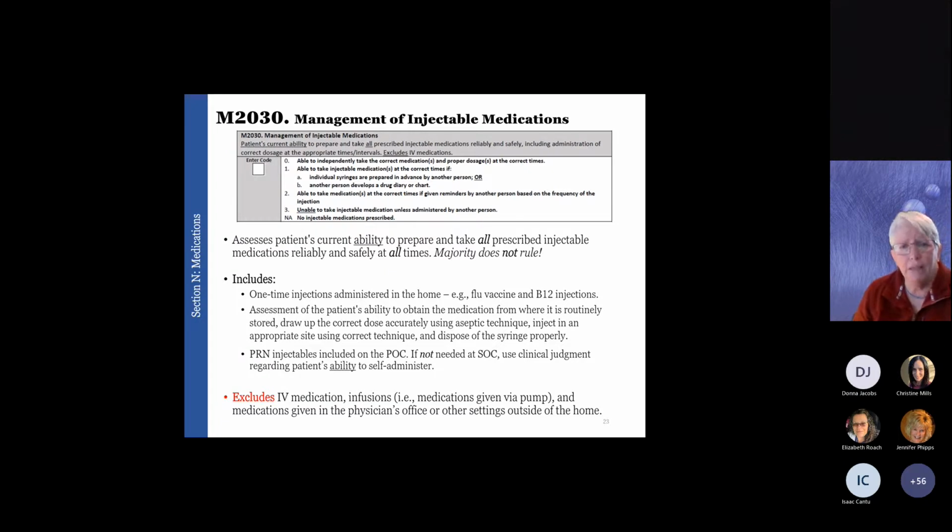Assessment of the patient's ability to obtain the med from where it's routinely stored, draw up the correct dose accurately using an aseptic technique, inject in the appropriate site using the correct technique, and dispose of the syringe properly are all included in the management of your injectable medications. PRN injectables should be included on their plan of care. If it's not needed at the start of care, obviously we can't make the patient take their insulin now because it's not their time, but the patient should be able to walk through the steps and tell me what they do. It excludes IV meds or infusions and meds given in the physician's office or other settings outside of the home.